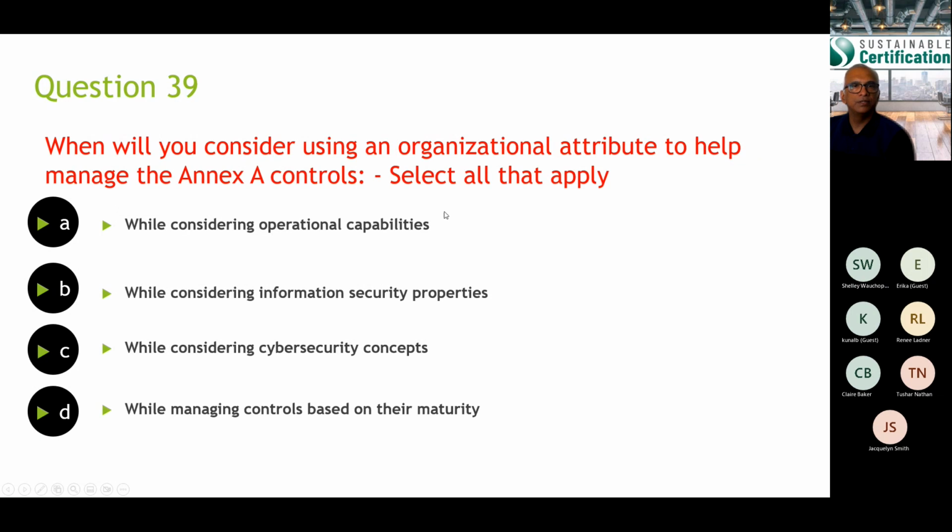Then when will you consider using organizational attributes to help manage Annexure A? While considering operational capability, while considering cybersecurity, while managing controls based on maturity. So these are the guidelines, and when you are managing controls based on their maturity, you can take help of these attributes. So basically, D is the correct answer, when managing controls based on their maturity.